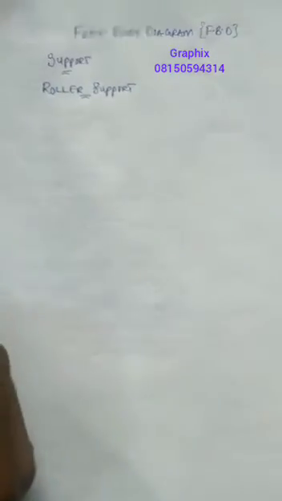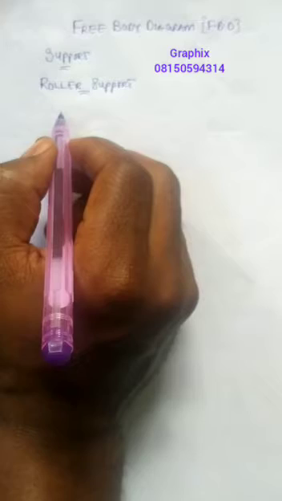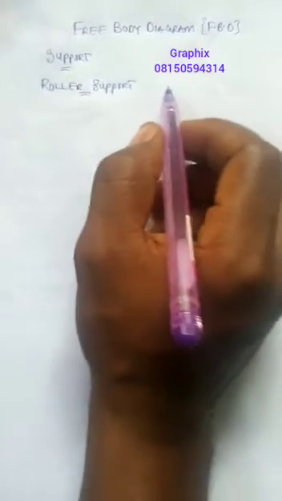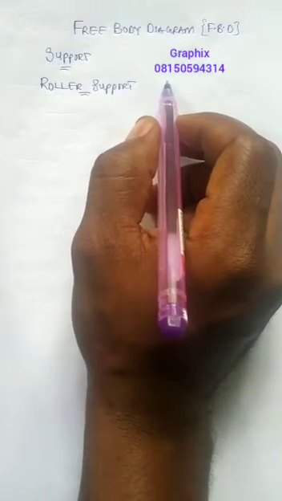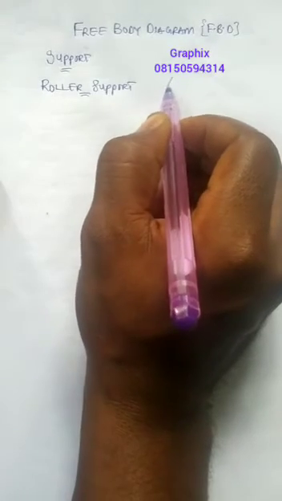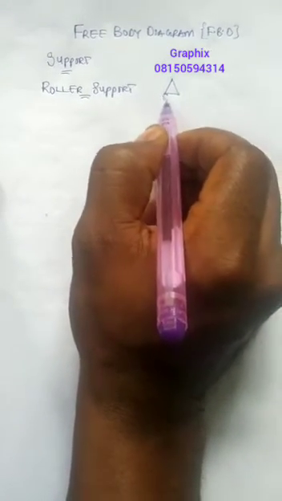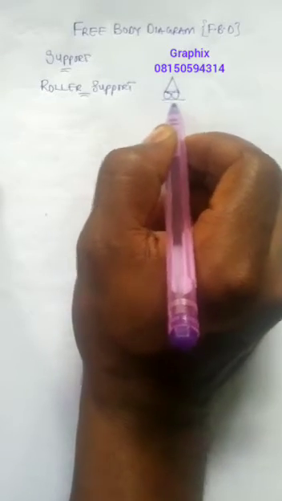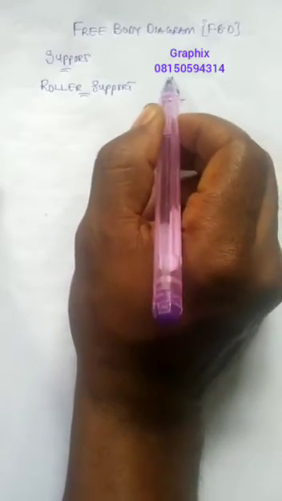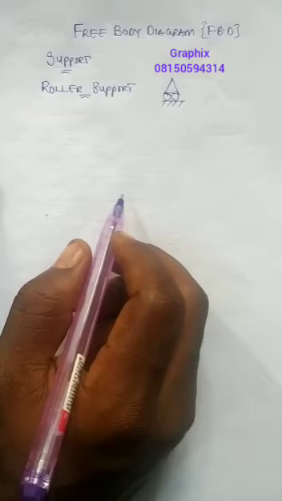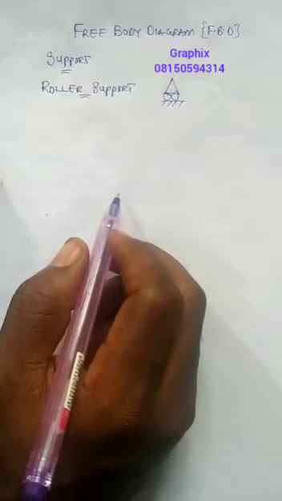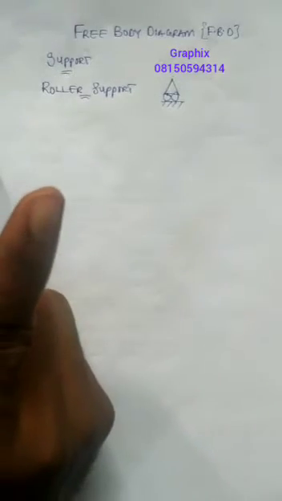Now the symbol for roller support is this. Right? When you see this, it is the symbol for roller support. Are we good? Now a roller support is always having one reaction.